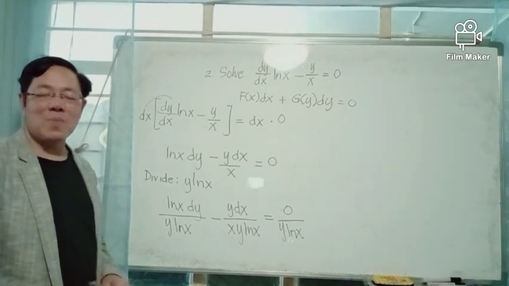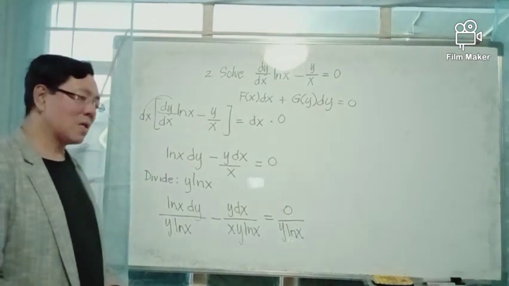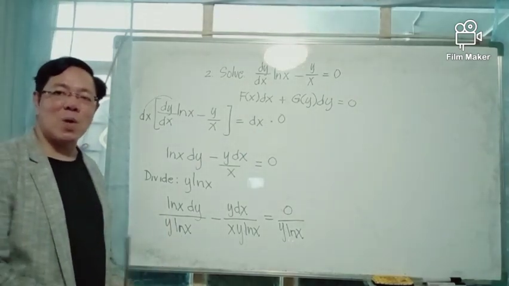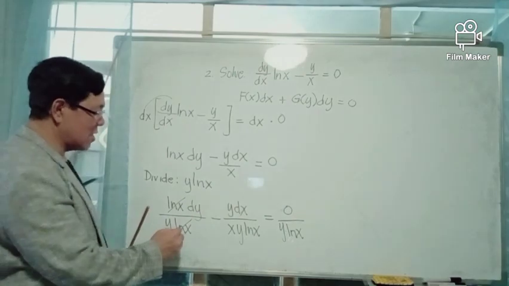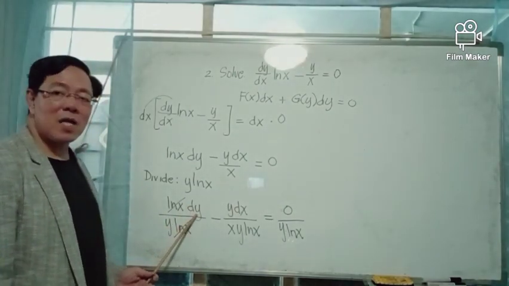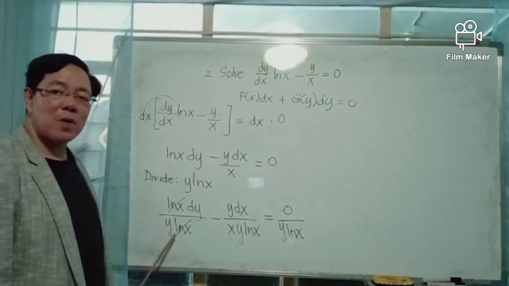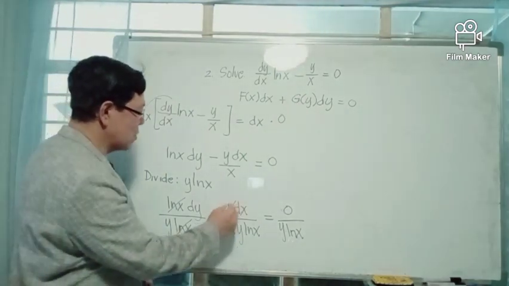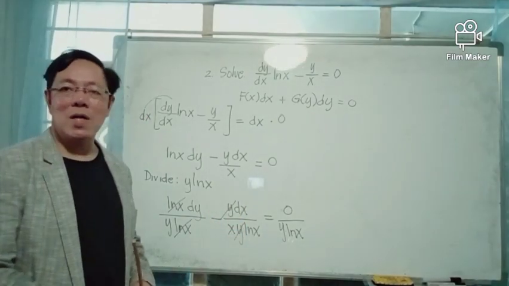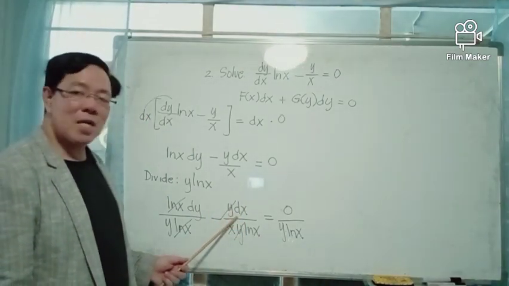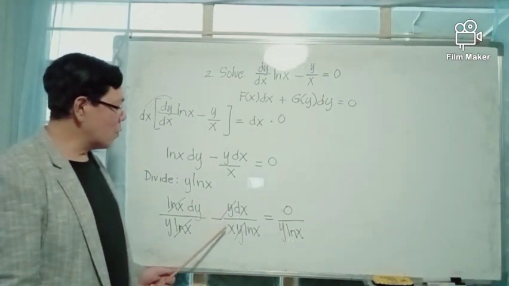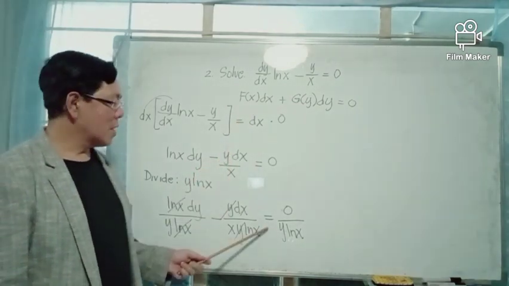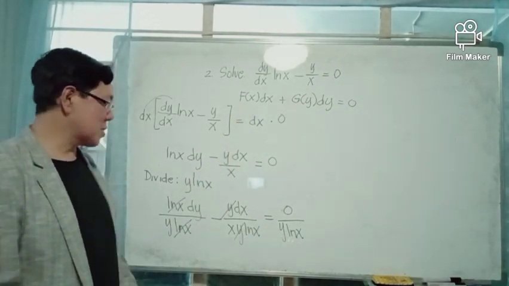Now cancel from each term the quantities that will result to 1, like ln of x divided by ln of x is 1. Hence ln of x will cancel out. And the coefficient now of the differential of y is 1 over y. Y over y will give 1. So you can cancel out y from the numerator and denominator. Now the coefficient of dx is 1 over x ln of x, which is now a function of x only. And the right-hand side simplifies to 0.